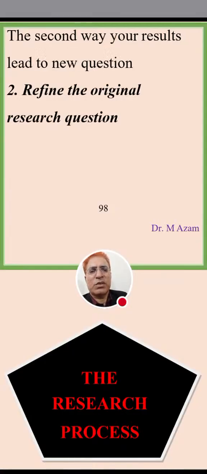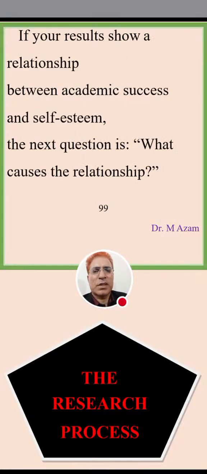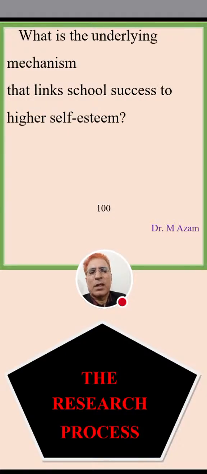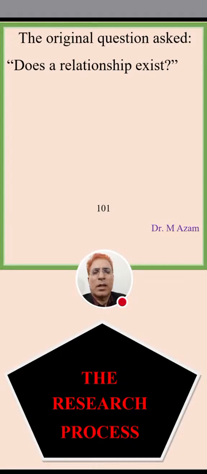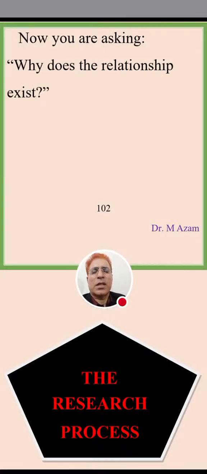The second way your results lead to new questions is to refine the original research question. If your results show a relationship between academic success and self-esteem, the next question is what causes the relationship? What is the underlying mechanism that links school success to higher self-esteem? The original question asked, does a relationship exist? Now you are asking, why does the relationship exist?